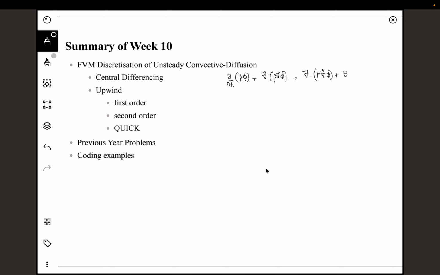And what we are doing this week is we are assuming u is known. So we are not actually solving for the velocity field. The velocity field is given to us. So this is essentially a linear equation in phi that we are trying to solve. This is just a scalar transport equation where all other quantities are known to us, and phi is the only variable we are solving for.